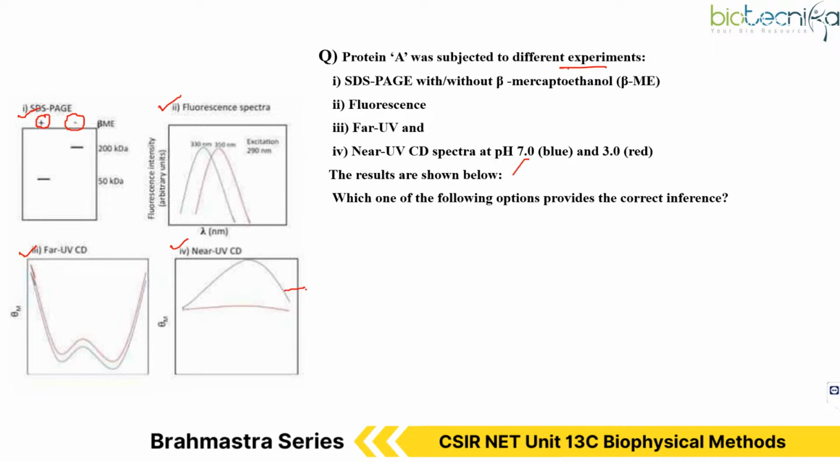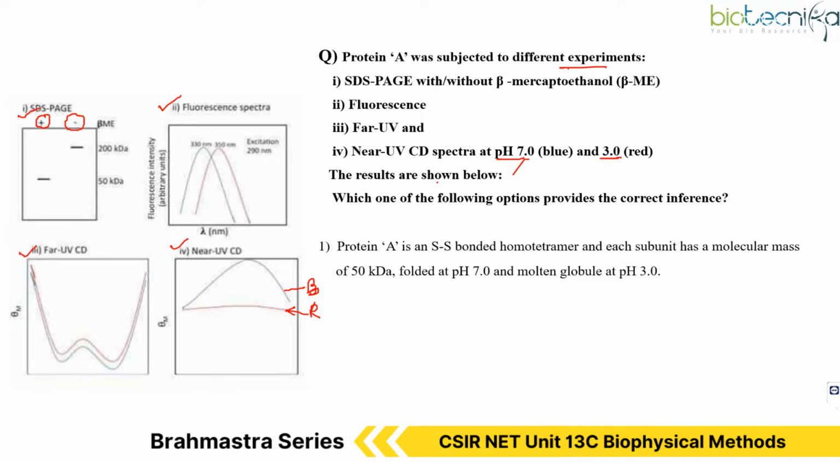indicated with blue line. So this is the blue line, and this one is red. So the difference is in the pH, where the blue one is at pH 7 and the other at pH 3, indicated by the red line. The spectra at pH 3 is indicated by the red line. So results are shown below. Which one of the following options represents the correct inference?